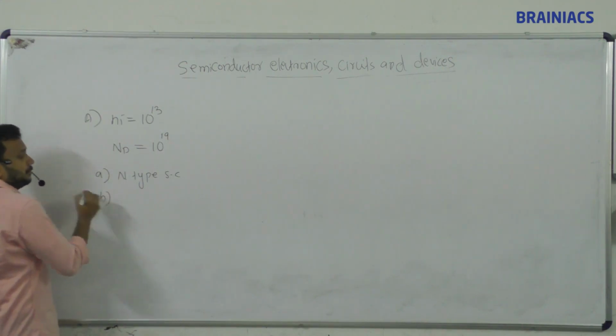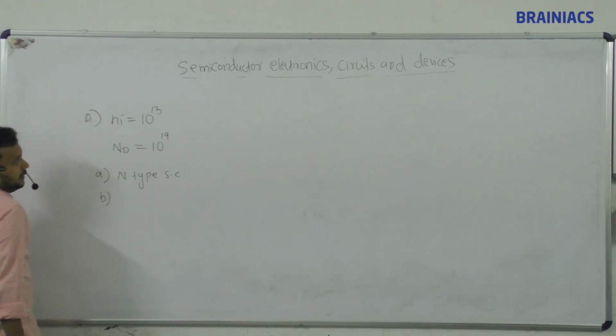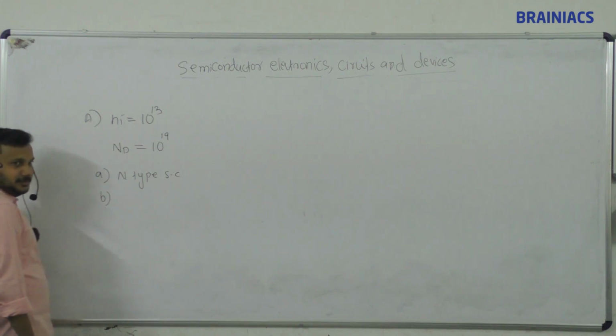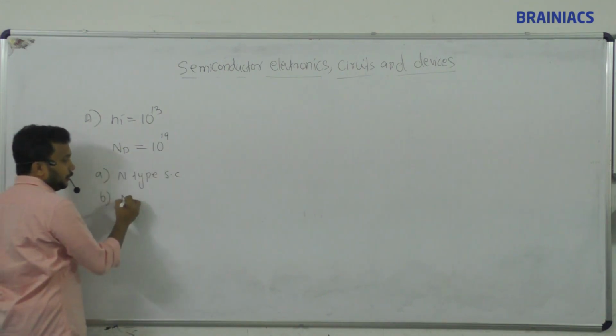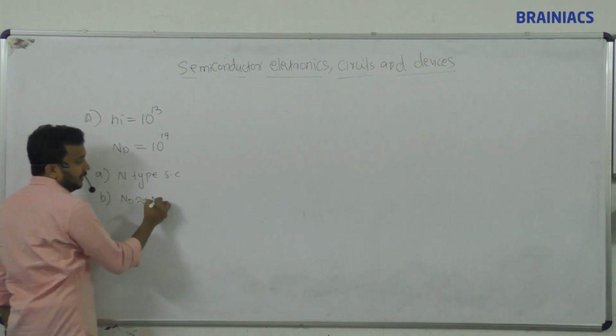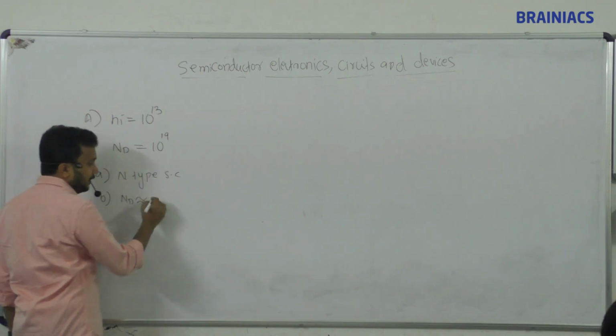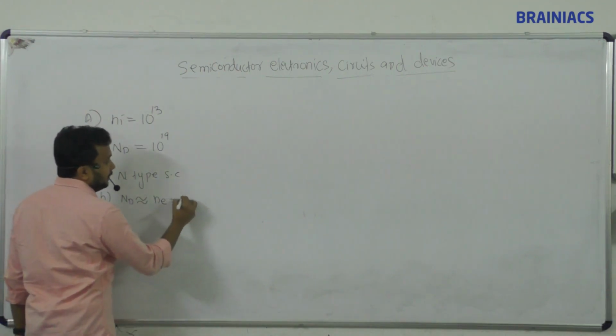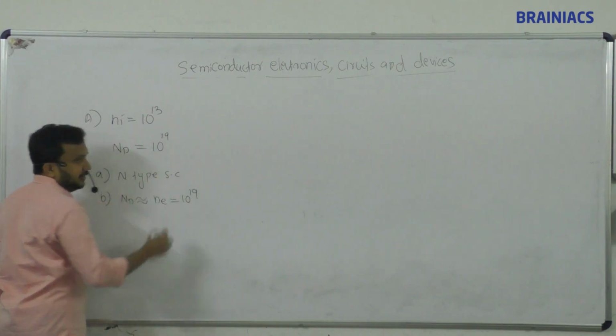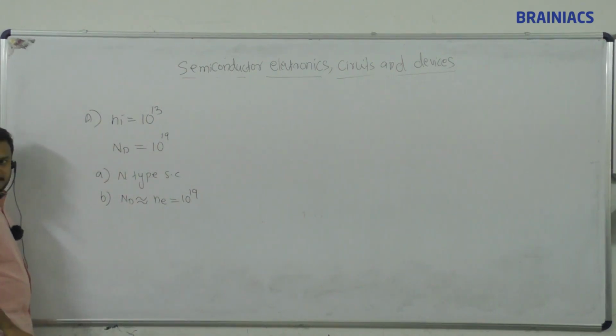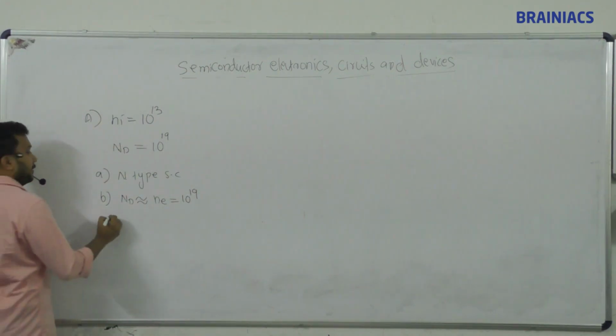Second part: number of electrons. How to find the number of electrons? Number of donors is equal to number of electrons. Number of donors is equal to number of electrons, which is equal to 10 power 19. Correct? Now the third part of the question.